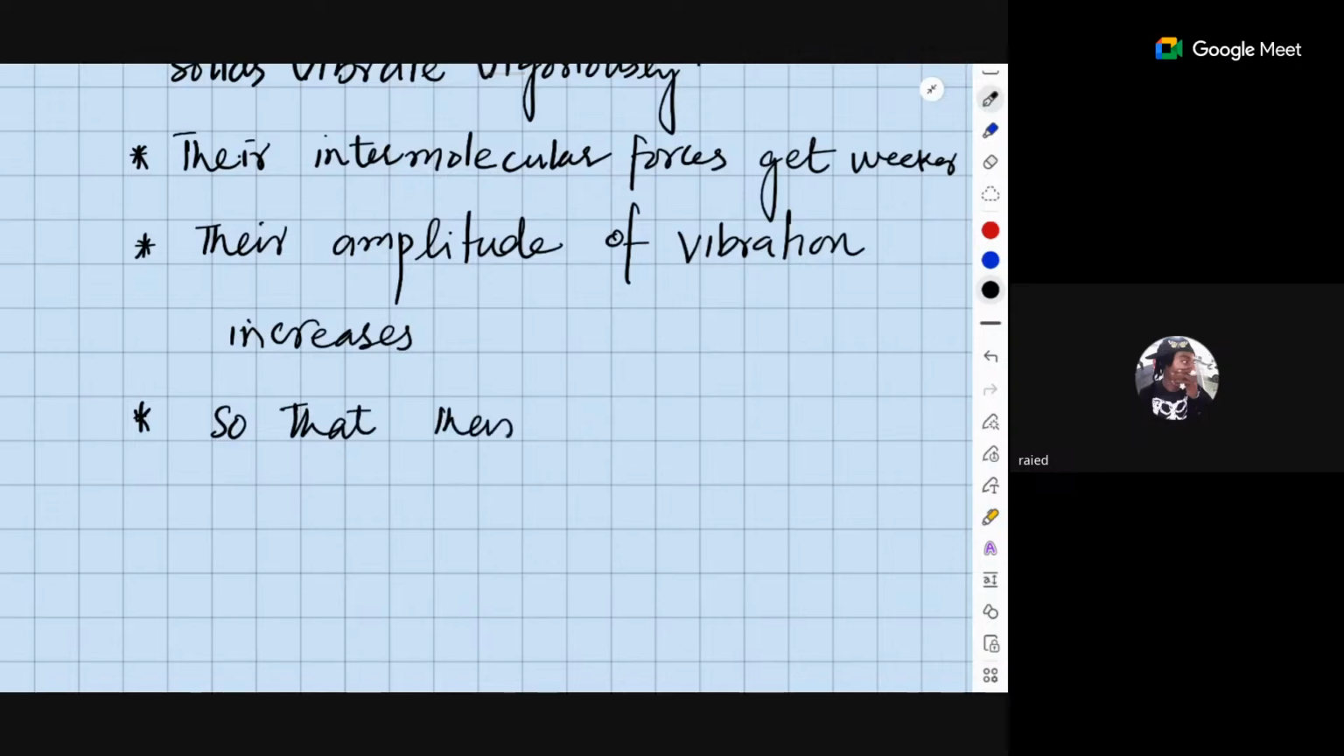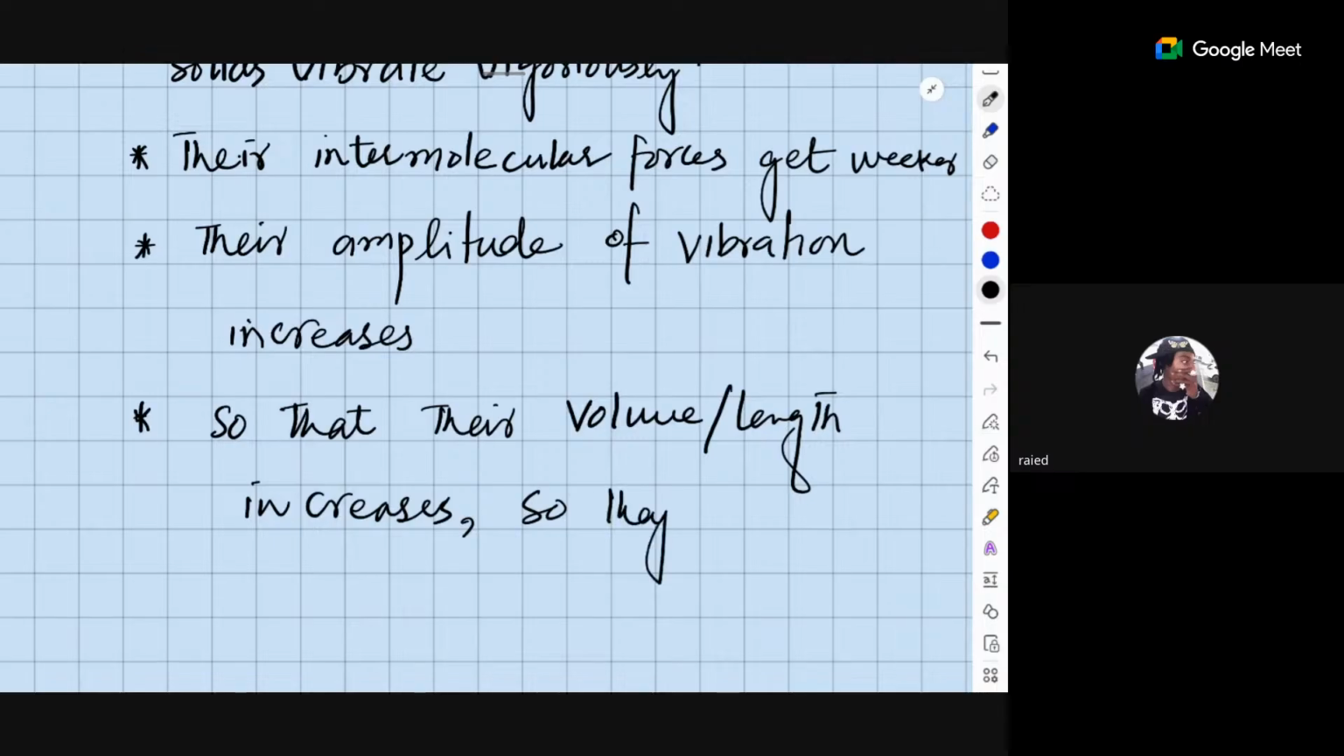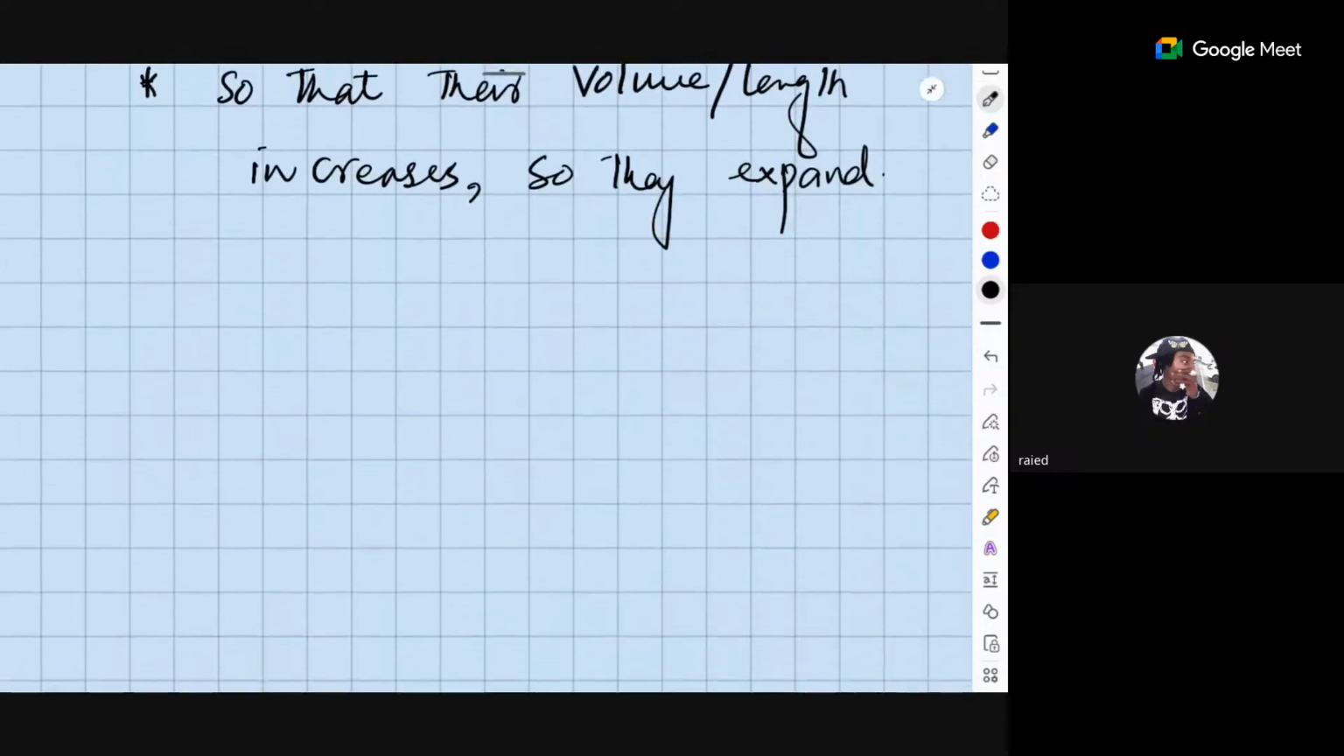their volume or length increases, so that they expand. Is it? So they expand. Is this clear to you? Any question, any query related to this?